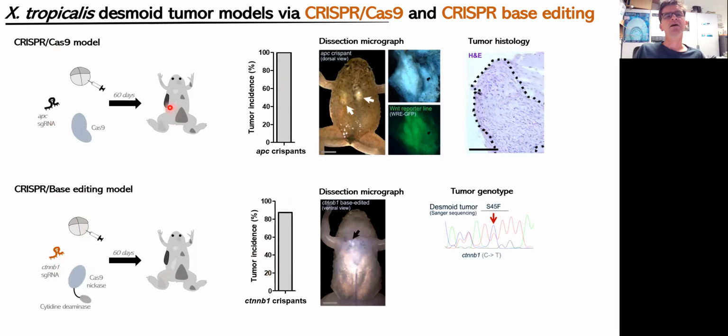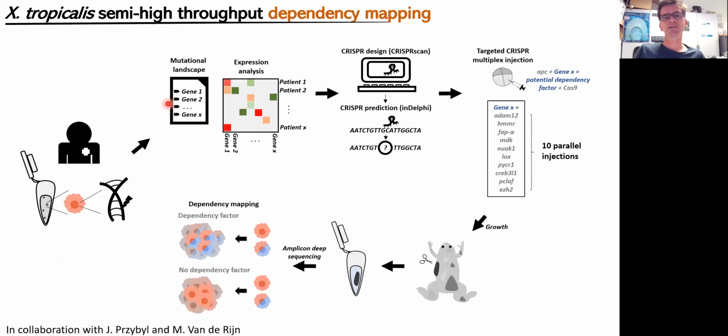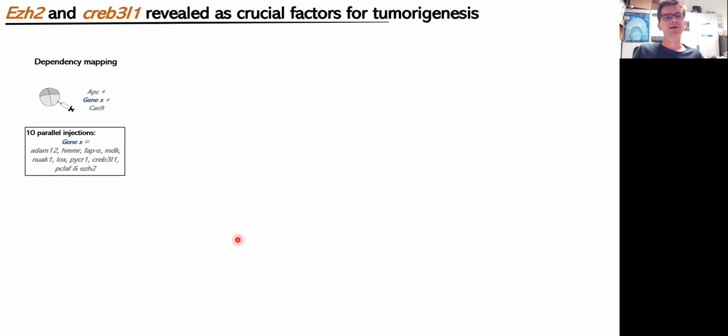Now, the APC CRISPR model is used in our dependency mapping. We perform multiplexing by introducing guide RNAs for APC together with a guide RNA for a candidate dependency factor. The tumors that are induced are sampled and sequenced, and for the targeted genes we perform amplicon deep sequencing. We predict that for a dependency gene, we will never be able to sample biallelic frameshift mutations in such a gene. In practice, it looks like this.